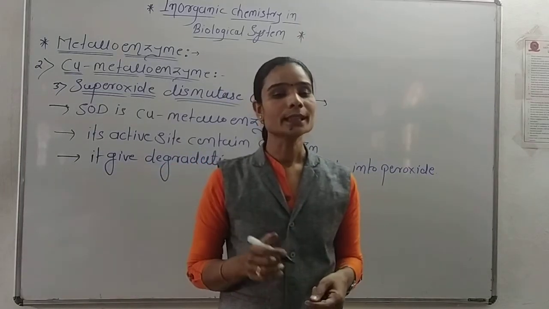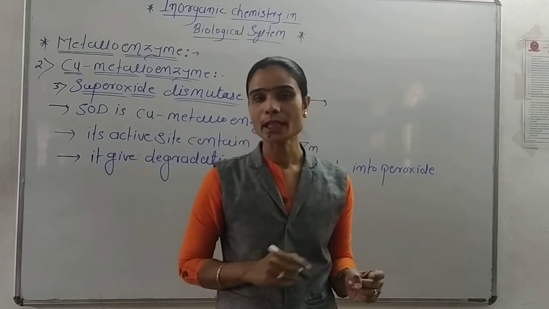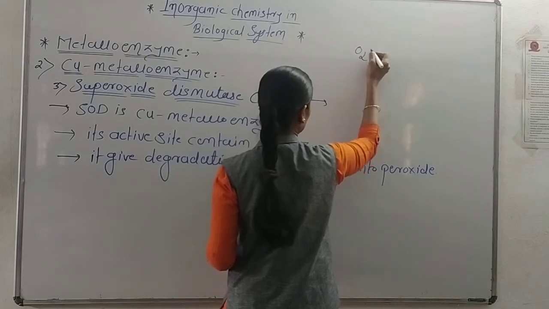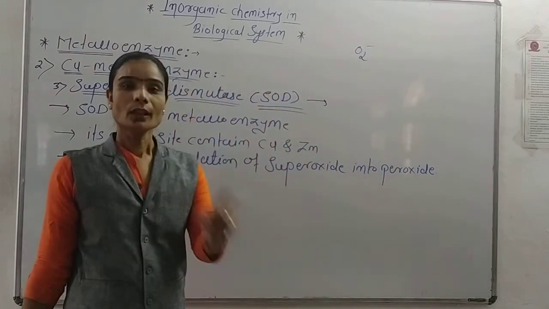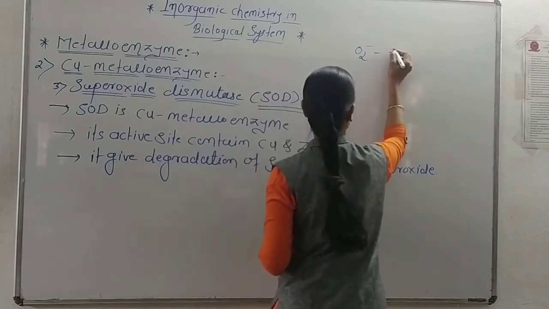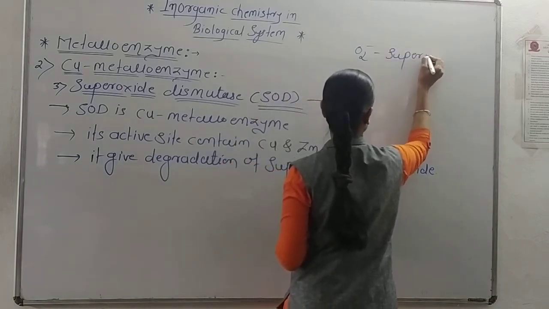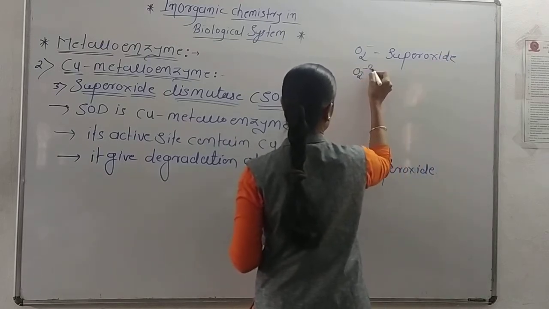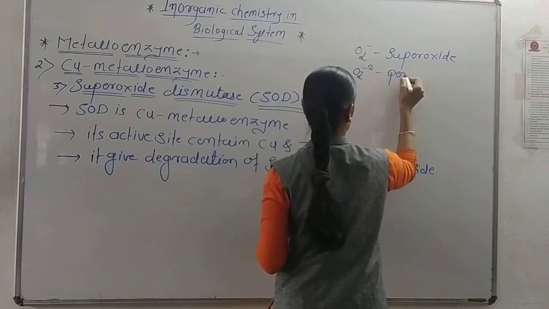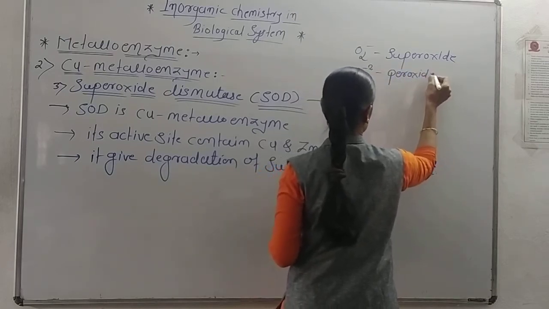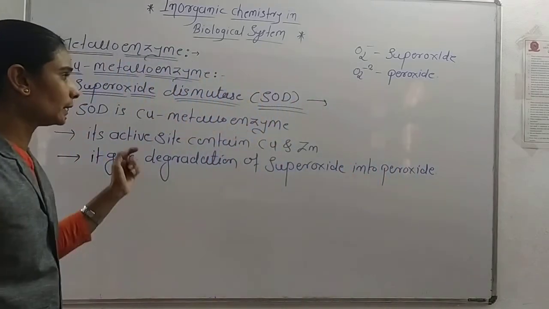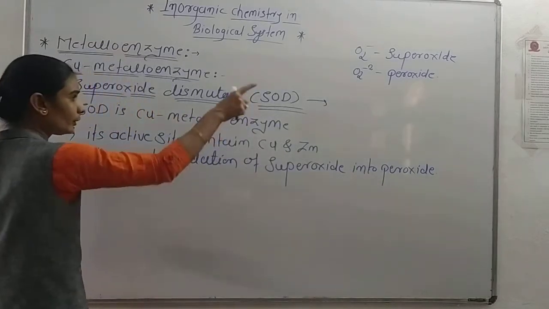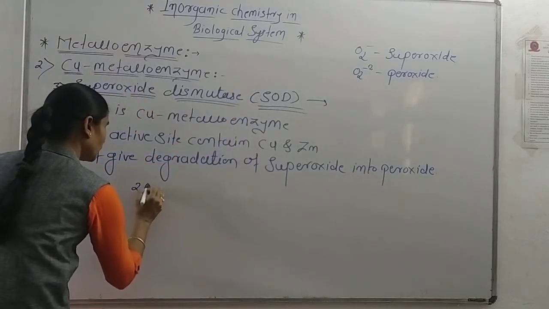Superoxide means an O2 molecule having one negative charge, and peroxide means an O2 molecule having two negative charges. I already said that. This is the O2 molecule. When this O2 molecule has one negative charge, it is called superoxide. And when the O2 molecule has two negative charges, it is called a peroxide. Okay, now what is the main function of superoxide dismutase? It gives the degradation of superoxide into the peroxide.